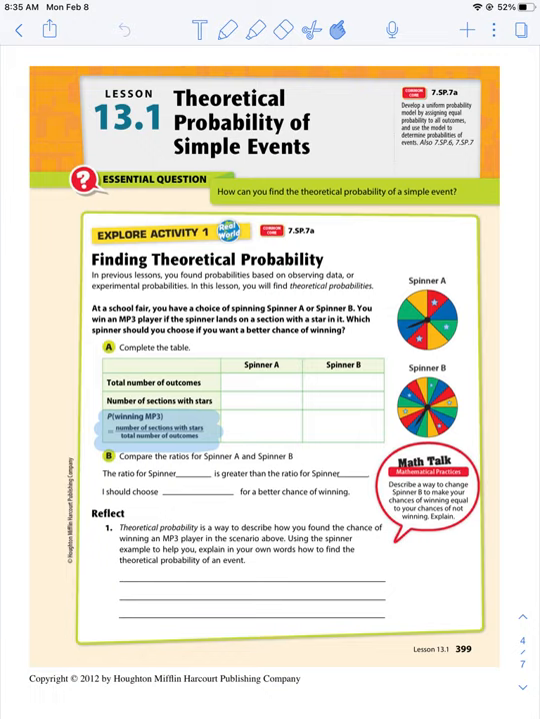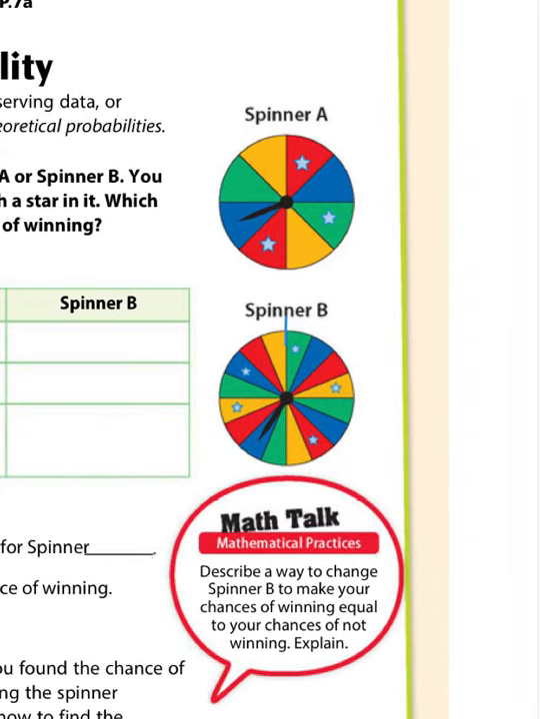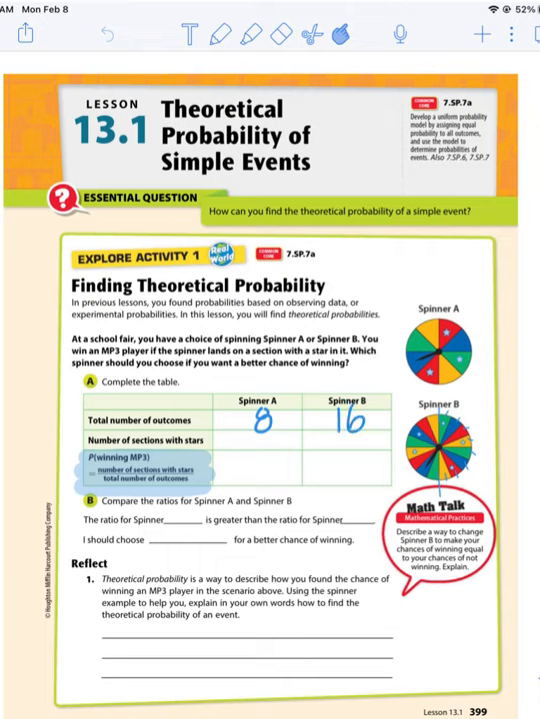All right, well, it looks like they're all equal sections in the spinners, so that will help us calculate our probability. Spinner A has a total number of 8 outcomes because there are 8 sections. Spinner B, oh, this might be a while to count. Okay, I'm gonna start here. 1, 2, 3, 4, 5, 6, 7, 8 times 2 is 16. So spinner B has 16 possible outcomes. All right, then we count the number of sections with stars. Spinner A has 3 sections of stars. Spinner B has 5 sections of stars.